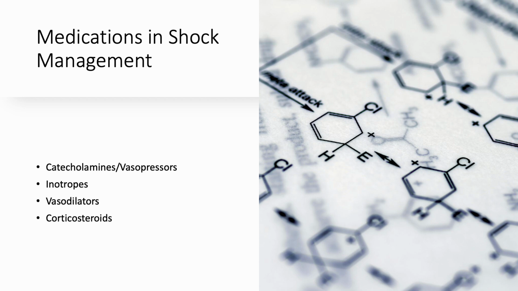Vasodilators are medications like nitroglycerin or nitroprusside, which help reduce the afterload. Again, that's the resistance the heart must overcome to pump blood. By dilating blood vessels, this improves cardiac output and reduces the workload on the heart. Vasodilators are often used in cardiogenic shock to relieve the strain on the heart.